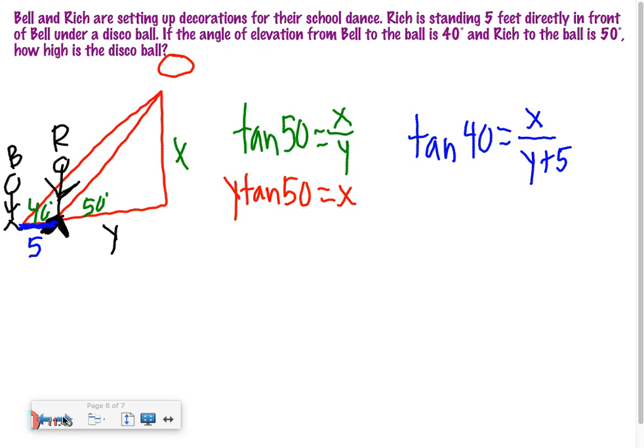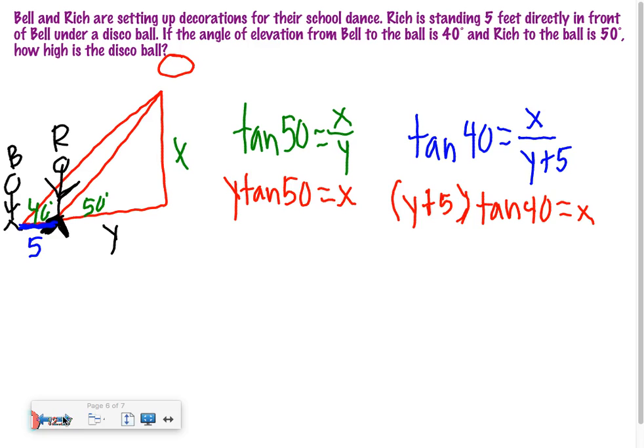What about this guy? Can I do the same thing? We can multiply by y plus 5. But we're going to keep it in parentheses for now. Tangent 40. Y plus 5 times tangent of 40 equals x. Is that wrong? Because this is a different equation.